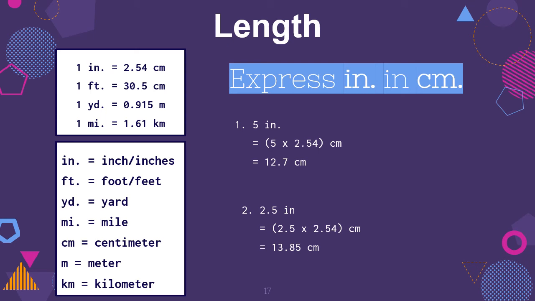So given we have 5 inches, to convert it into centimeters, we need to multiply it by 2.54 centimeters, since 1 inch is equal to 2.54 and we have 5 inches. So 5 multiplied by 2.54 is equal to 12.7 centimeters. Next, we have 2.5 inches multiplied by 2.54 centimeters again. So the answer is 13.85 centimeters.